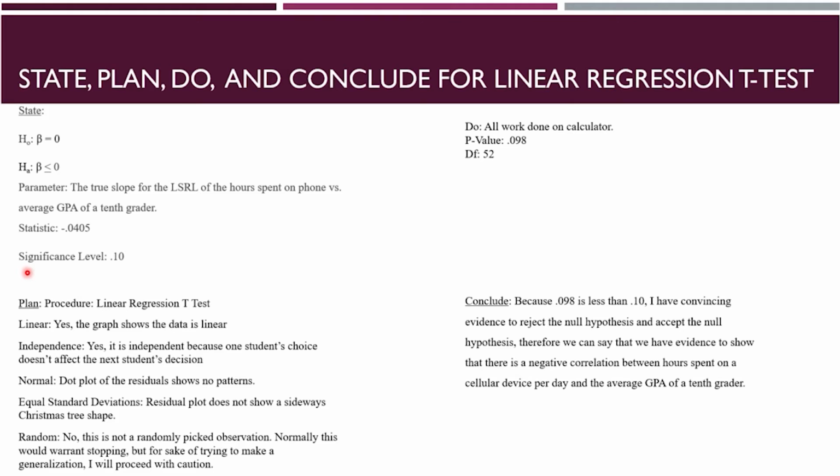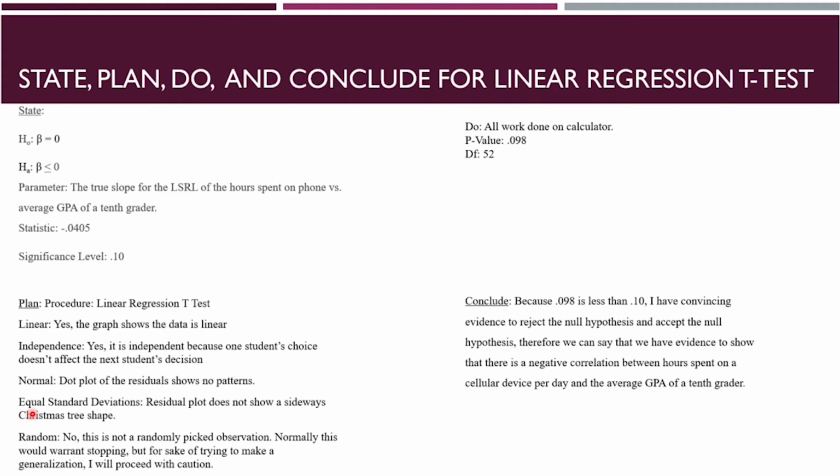For the plan phase, the name of the procedure is linear regression t-test. For the linear checkpoint, yes, it is linear because my graph shows a straight linear line versus a curved nonlinear line. For the independence checkpoint, yes, it is independent because one student's choice doesn't affect the next student's decision. For the normal checkpoint, the dot plot of the residuals shows no pattern, therefore it's normal. For the equal standard deviations checkpoint, the residual plot does not show a sideways Christmas tree shape, therefore there is no equal standard deviations and we are good to go forward.